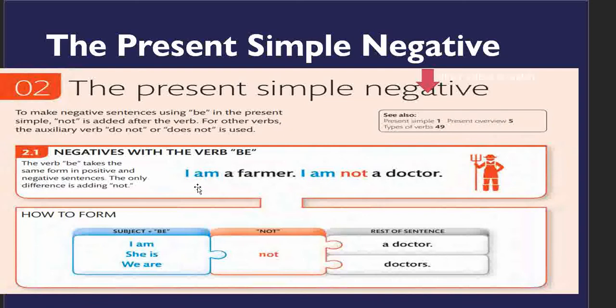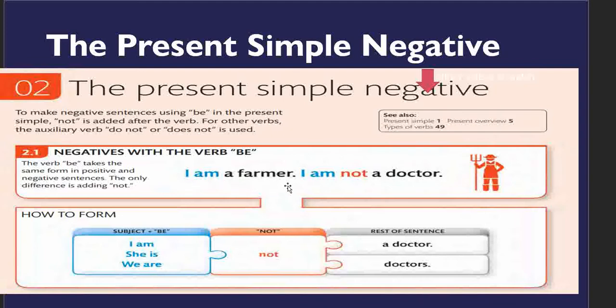For example, I am a farmer, and as per our definition, if we want to make a negative, we add the word not after the verb. So here, am is the auxiliary verb. So we are adding not after the verb. I am not a doctor. So this is a negative sentence. The first one was a positive or an affirmative sentence.